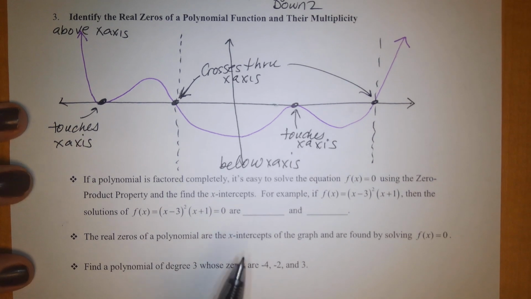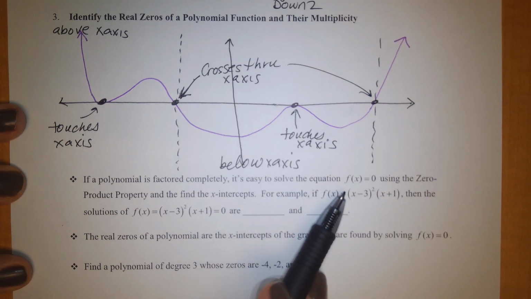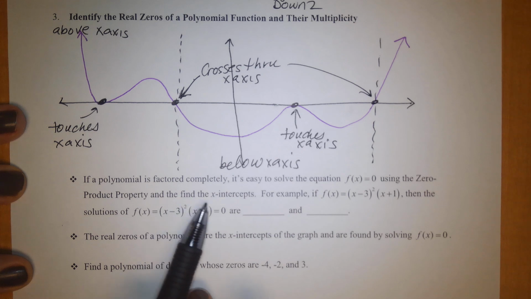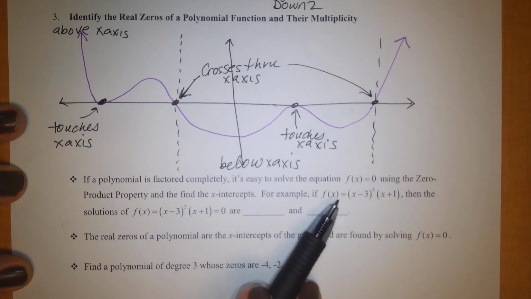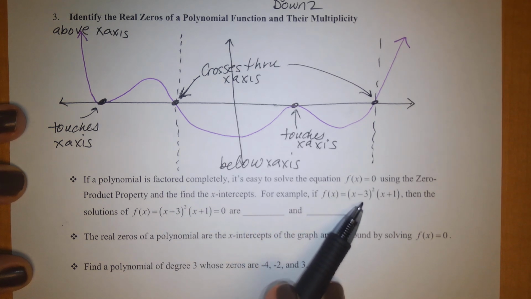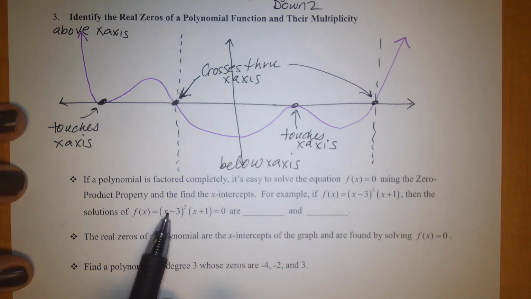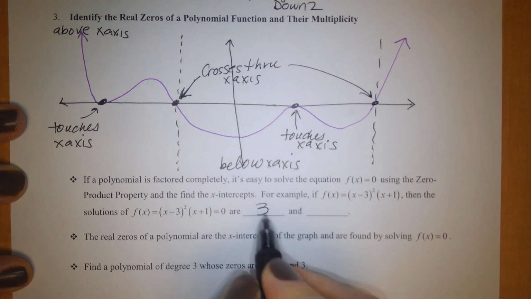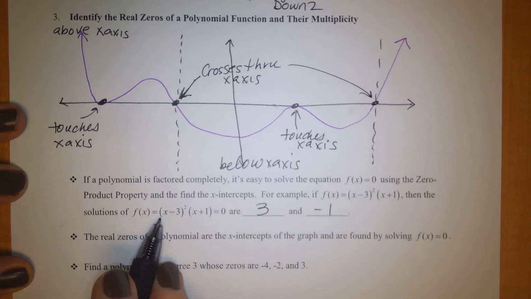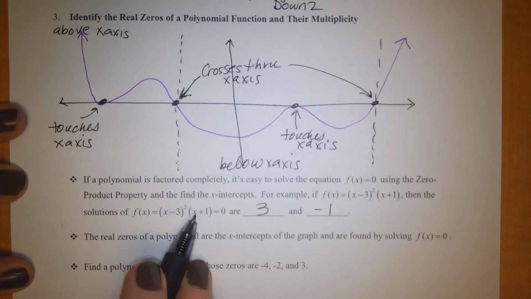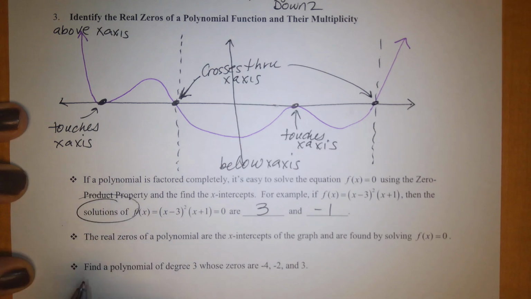So if a polynomial is factored completely, it's easy to solve this equation using the zero product property. For example, let's say I have a function which is x minus 3 squared times x plus 1. Then we know that the solutions of this, what makes this go to 0, are going to be at x equals 3 and x equals negative 1. Those are the only x's that make this go to 0. So we just found the solutions of this function.